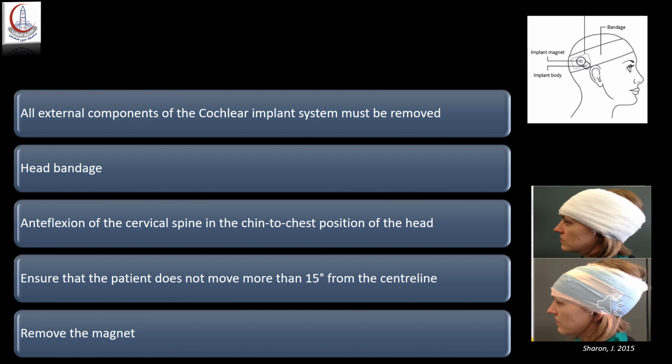Some authors recommend that the cervical spine should be anti-flexed into the chin-to-chest position to minimize the artifact and to minimize the movement of the magnet. And the patient must be instructed not to move the head sideways to minimize the interaction between the magnets of the machine and of the implant. And in some cases, we have to remove the internal magnet before performing an MRI of the head and neck lesion.